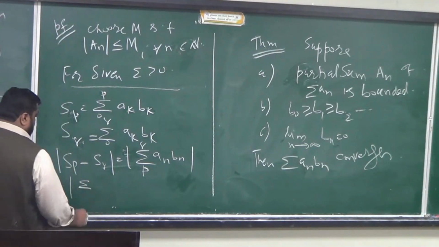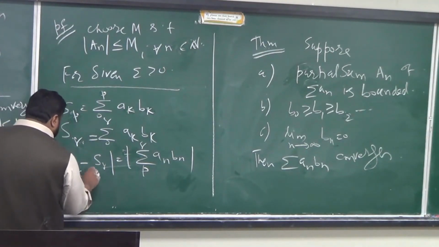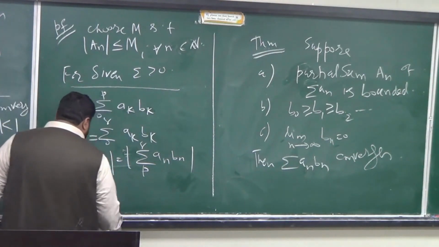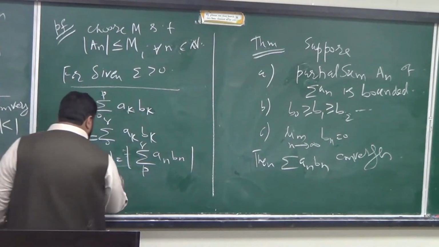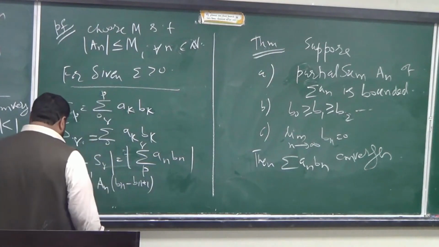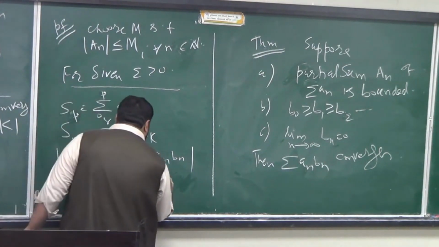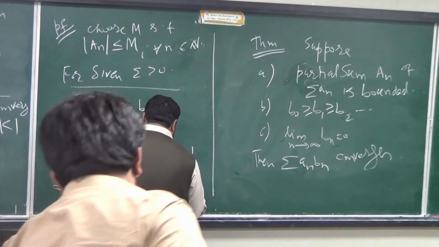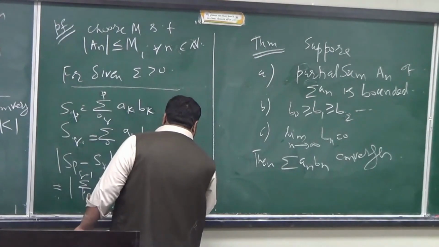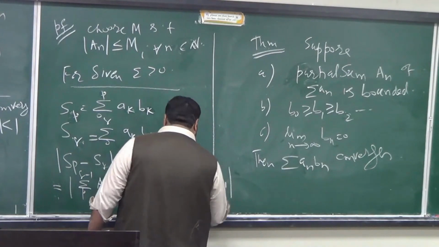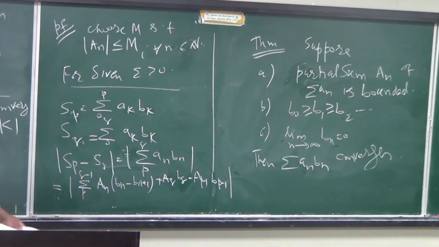I'm going to have the sum from P to Q minus 1 of An times (Bn minus Bn plus 1), plus AQ BQ minus A P minus 1 BP. Okay, so just substitute the values.